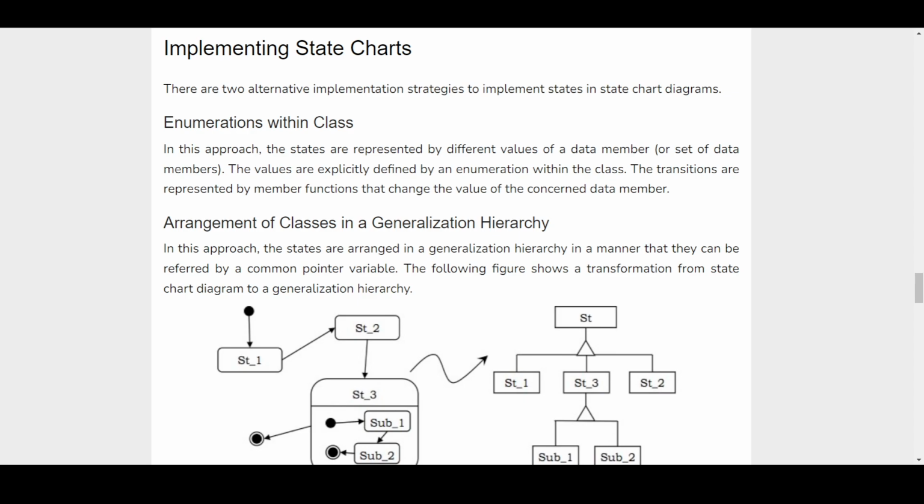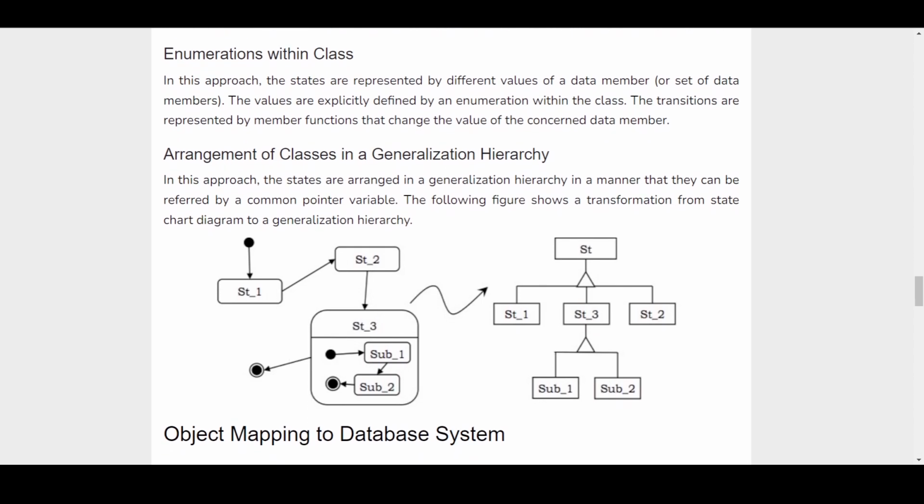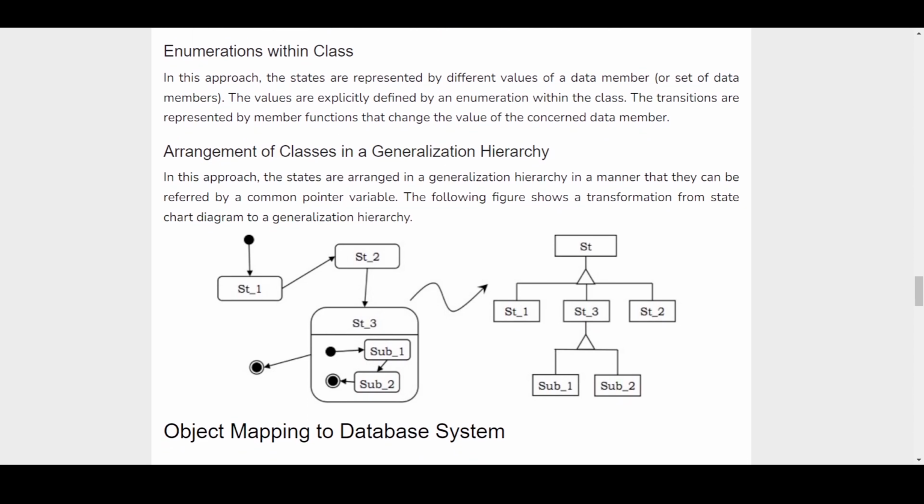Now see what is stated here. The states are represented by different values of a data member or a set of data members. The values are 18 to 60, explicitly defined by an enumeration within the class. The transitions are represented by member functions that change the value of the concerned data member. The arrangement of classes in a generalization hierarchy is a hierarchy which is given, so that they can be referred to by a common pointer variable. The following figure shows the transformation from a state chart to a generalization hierarchy.